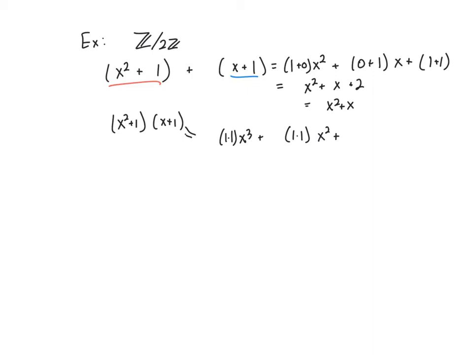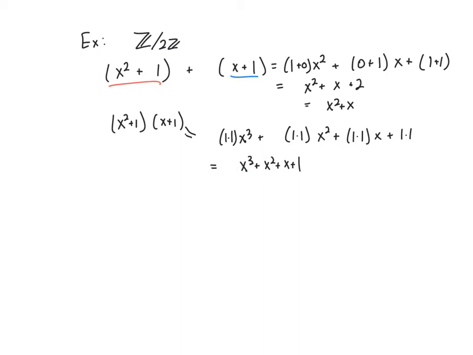How many ways can you get x? Turns out only from taking an x over here and a 1 here. And finally, there's only one way to get the constant term. So this is an example of a product.